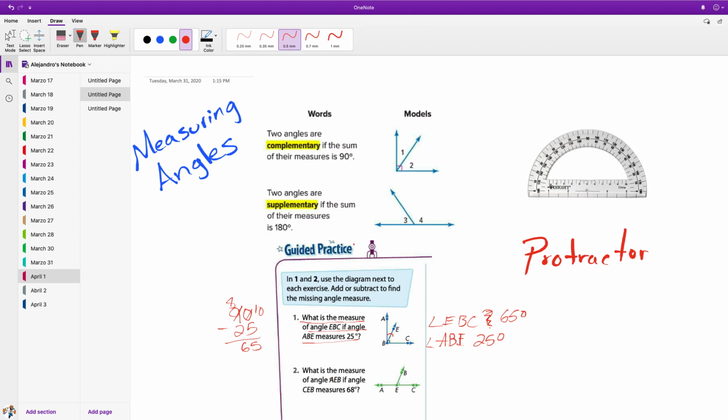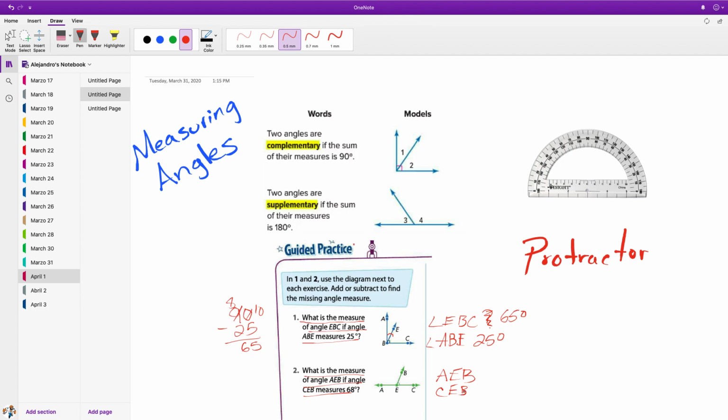Let's go ahead and do number 2. It says, what is the measure of angle AEB if angle CEB measures 68 degrees? Okay, so one thing that I want you to do is to underline the question, and I want you to put the angles here on the side. And as you can see, we are working with a straight angle, so that means that the total is 180 degrees.